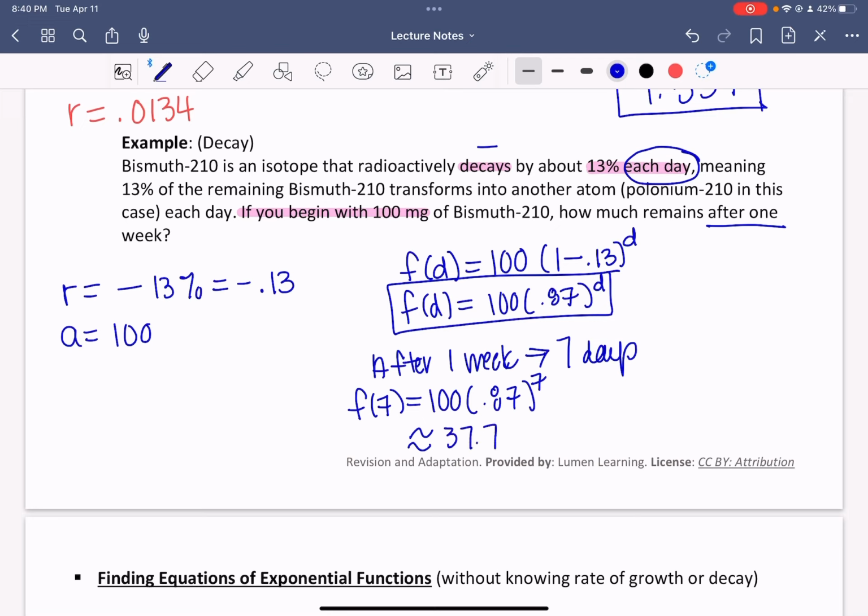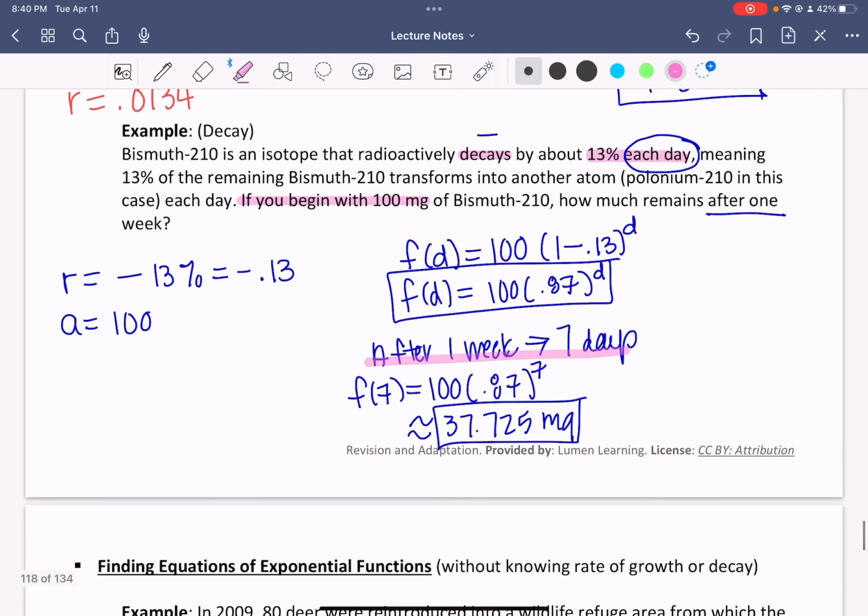That gives me 37.725 milligrams, just rounding to 3 decimal places. And so I just really want to point out that part there too. This is after 7 days. So I'm not plugging in 1 because my growth rate, or that 0.13, was in terms of days. And then we've gotten our final answer.